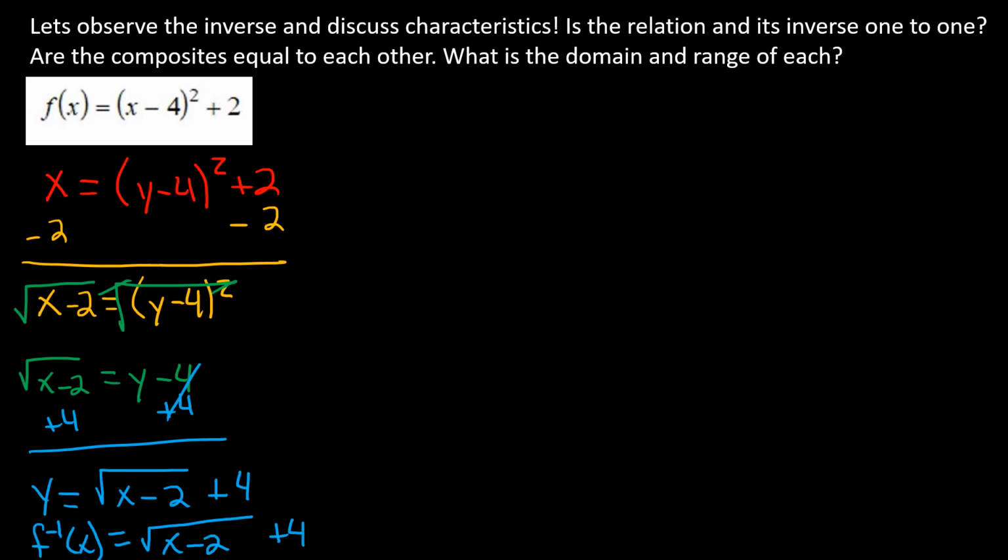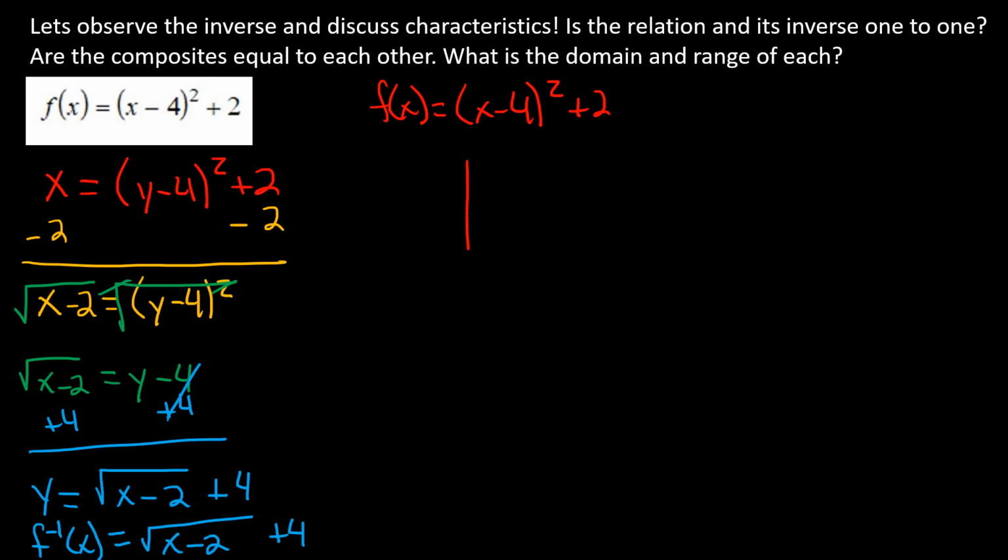So let's talk about some of these things that we're wanting to discuss here. First and foremost, it says, is the relation and its inverse 1 to 1? Well, what does 1 to 1 mean? Well, we first want to discuss it as being a function, right? So let's go ahead and test out our first equation. F of x equals x minus 4 squared plus 2.